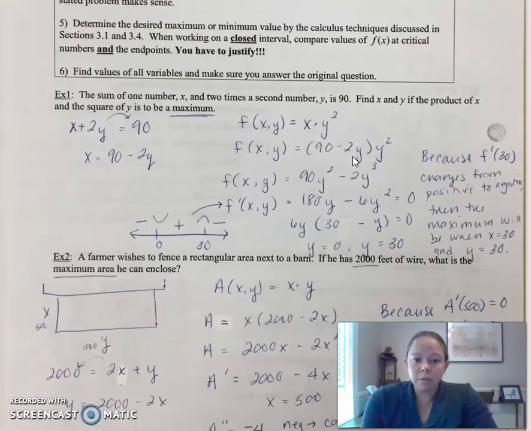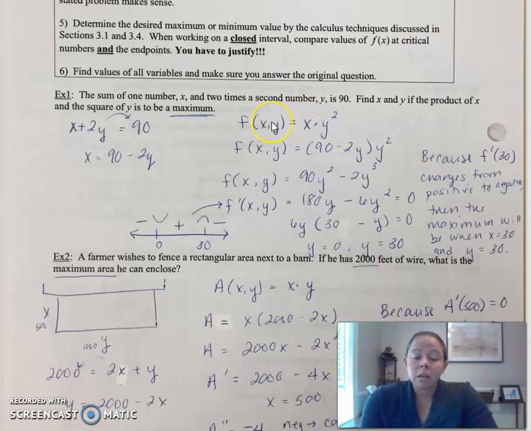So I'm going to scroll down. Let's do this first one. The sum of one number x and 2 times the second number is 90. That's an equation, so I wrote that over here: x plus 2y equals 90. And then it says find x and y if the product of x and the square of y, so I wrote that here, the product of x times y squared, is to be a maximum. Okay, so I want to maximize this product.